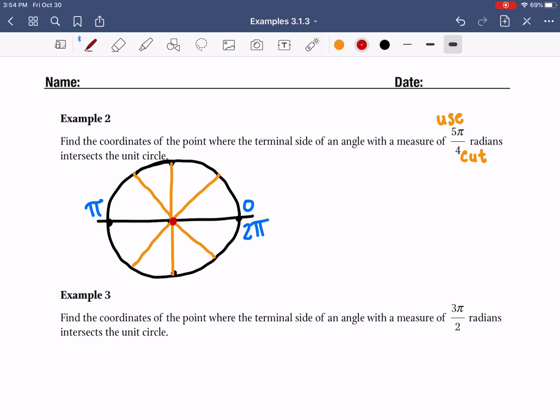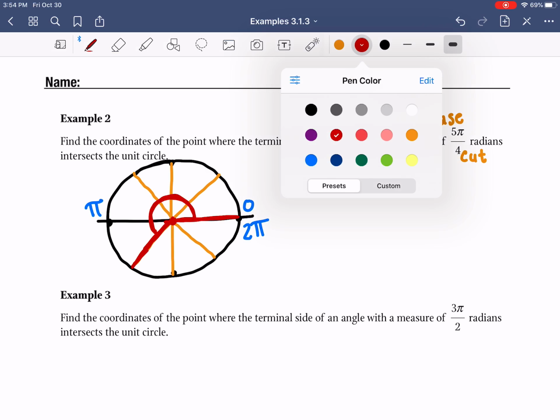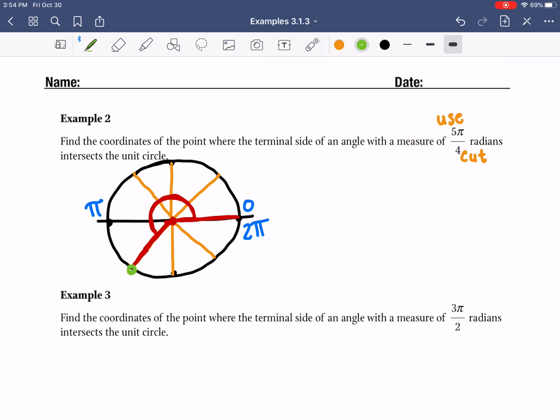So I start with my initial side right here on the x-axis. I'm going to use 1, 2, 3, 4, 5 pi slices. So that is my angle. All right, so the goal is to find the coordinates, right? The coordinates are the x, y coordinates. Well, in order to do that, we're going to use a triangle, okay?